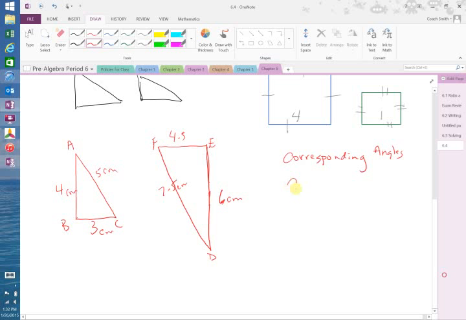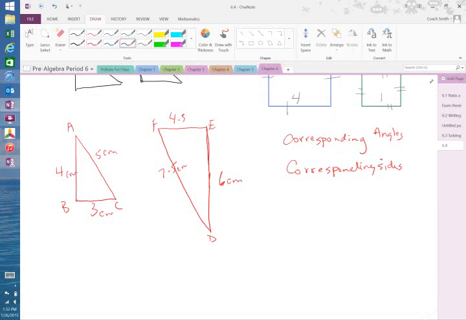Okay, and corresponding sides. If the triangles are similar, here's how they're going to show you that they're similar. They're going to write: triangle ABC is similar, that's what the little S is, similar to triangle DEF.